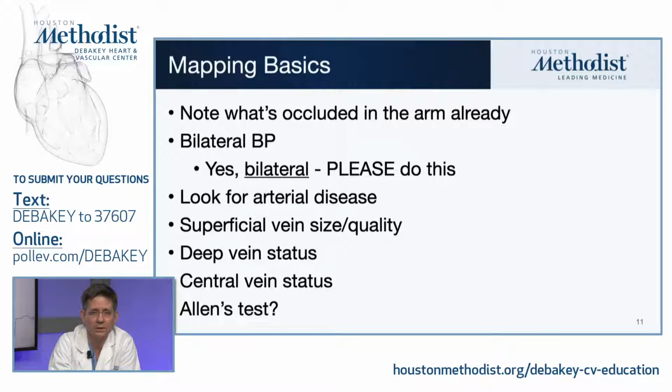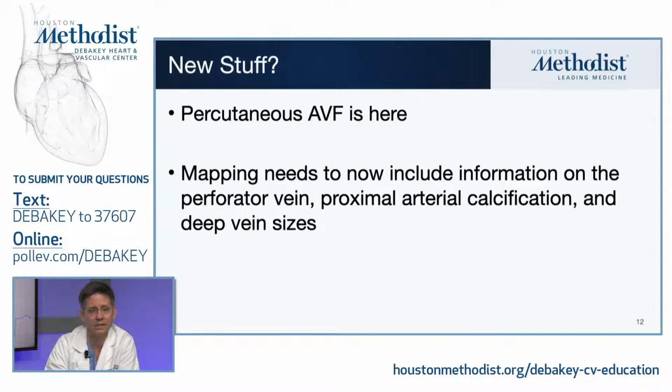That's really important. We definitely need a bilateral blood pressure, and yes, it does need to be bilateral, even if they have access in the other arm. We'll talk more about that as we go. Really look for arterial disease for us, commenting on how calcified the vessels are and whether they have significant stenoses or not. The deep venous status, really important. The central vein status, as best you can tell us. And then some sort of indication that the palmar arch is intact or incomplete.